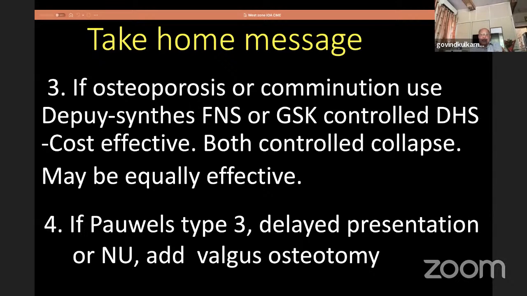Both DePuy Synthes and our systems have a controlled collapse of 5 millimeters, 10 millimeters, and 15 millimeters, and maybe both are equally effective. If Powell's type 3, delayed presentation or non-union, add valgus osteotomy.